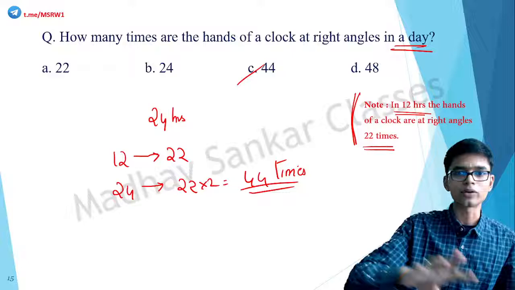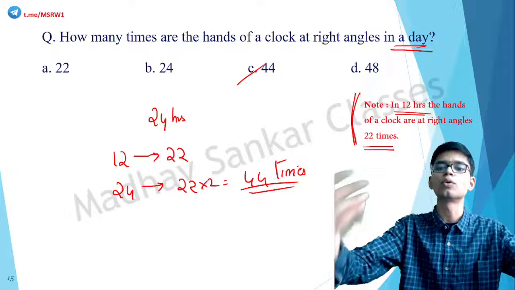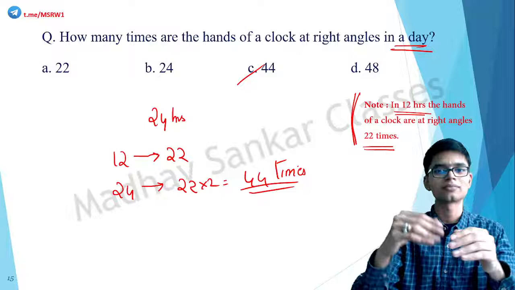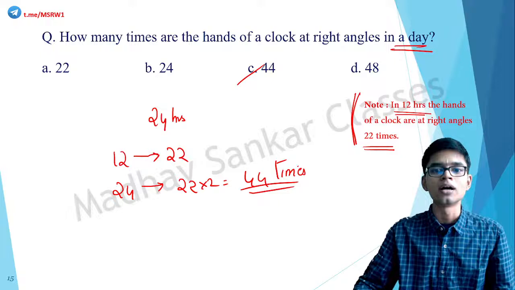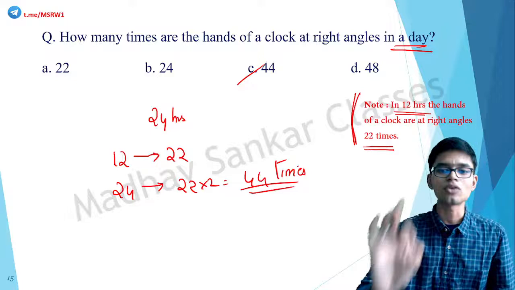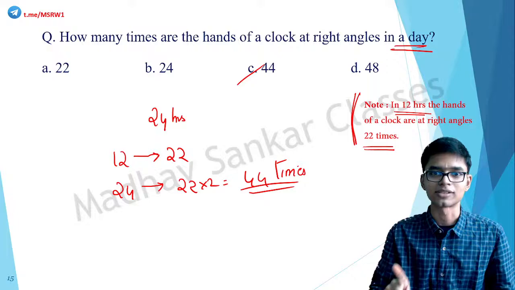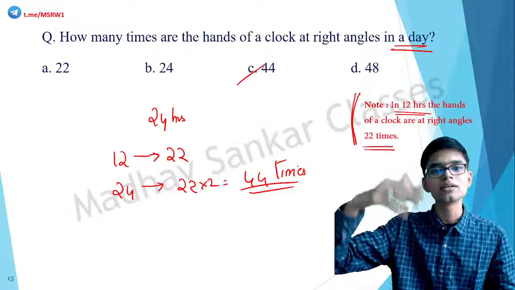Okay, forget about the proof of the other thing. Okay, I can prove using all the steps. I can actually prove that in 12 hours, it happens 22 times. But if I do the proof here, it will simply get even more confusing for you. So let that be there. If you are curious, I will share how to do it in the Telegram channel later. Or maybe in a future class, we will do it. But for now, just understand this. In every 12 hours, the hands of the clock will be at right angles 22 times. So based on that, we can extrapolate in 24 hours, it will be 44 times.